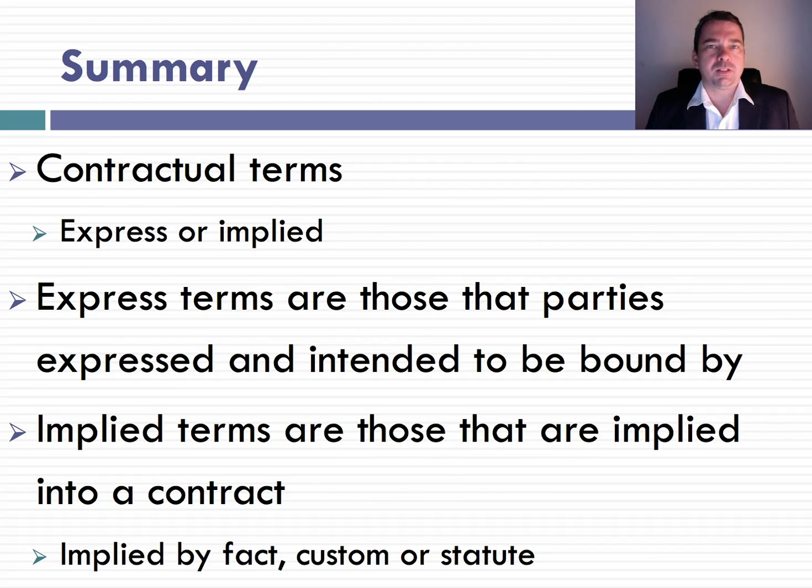Let us briefly summarize. Generally, contractual terms are those terms upon which a party can sue. If something is not a contractual term, then it's probably just a mere representation, and usually a party cannot sue upon such a representation. Now, if something is a contractual term, it can be either express or implied. Express terms are those that parties expressed and intended to be bound by.